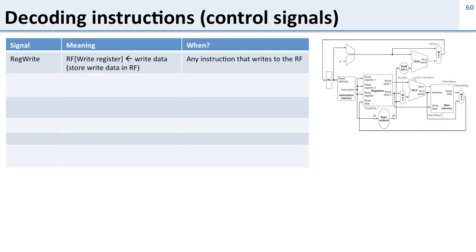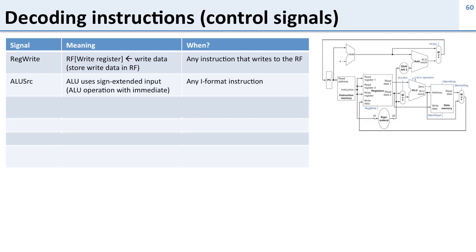So now let's talk about decoding instructions, all these control signals that we saw in the picture here. We have the reg write signal, and we already talked about what this means. This means should we write data into the register file. Now when do we use this? Well, we use it on any instruction that writes to the register file. So we know that all R-type instructions are going to write to the register file, and load instructions are going to write to the register file.